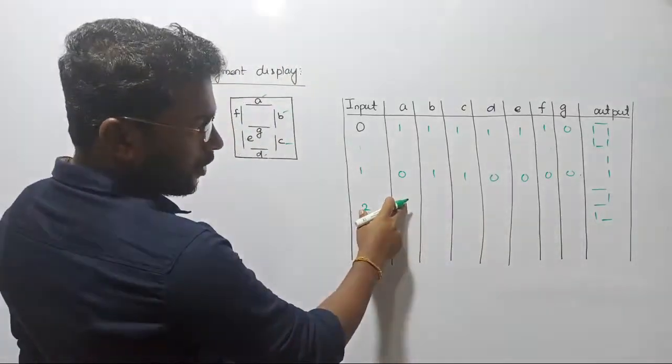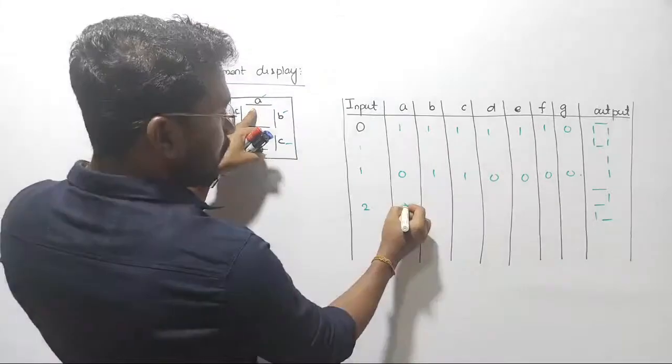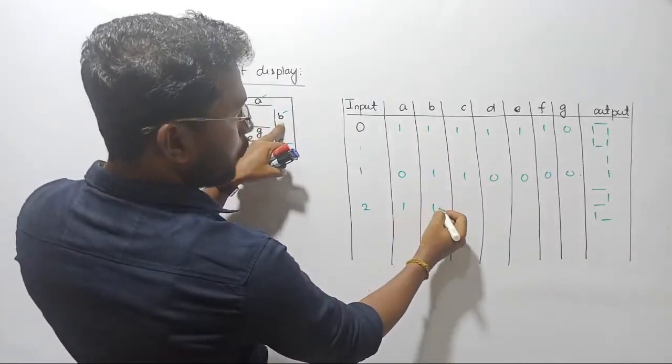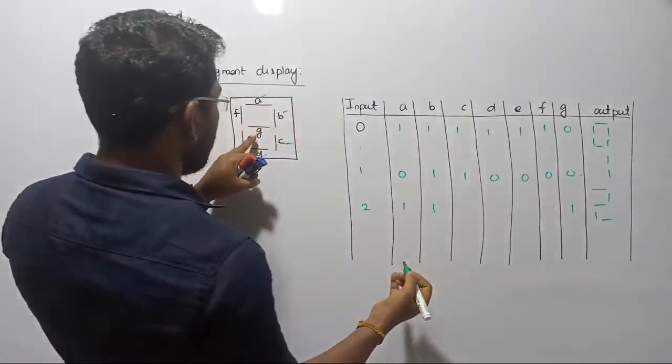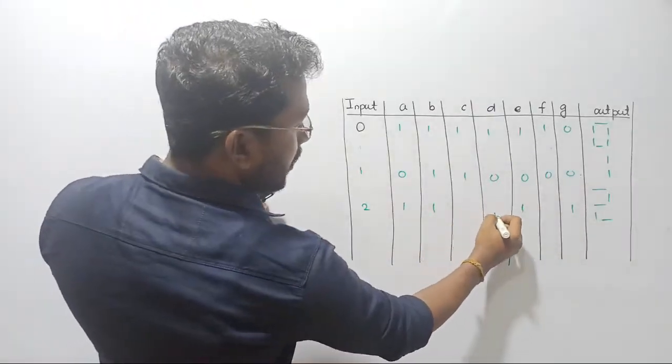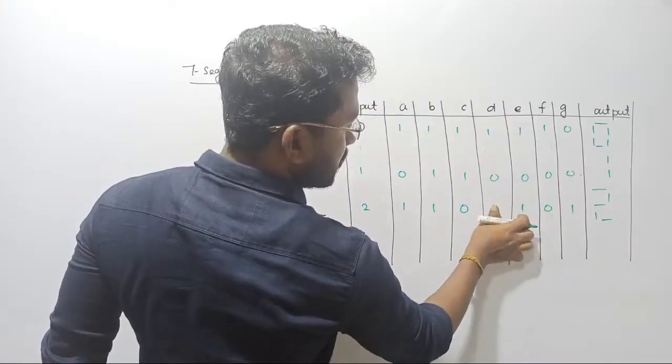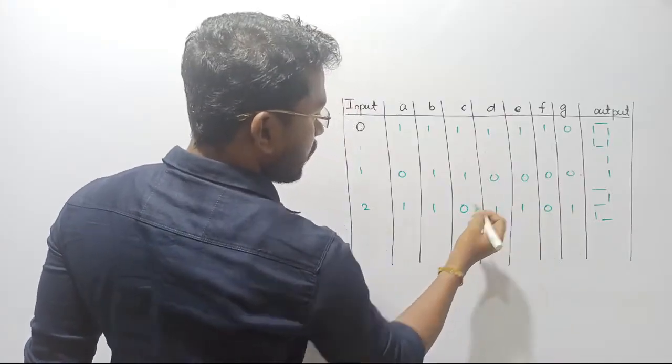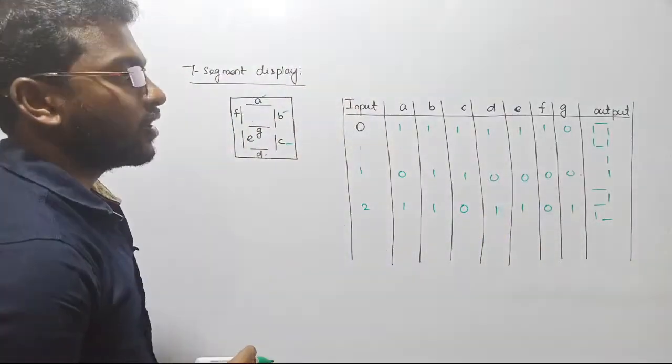Shall we check how many segments are going to be enabled now? A will be enabled, of course. B will be enabled, of course. G will be enabled, then E will be enabled, and D also is going to be enabled. The rest are going to be 0. Clear? Fine, things are clear.